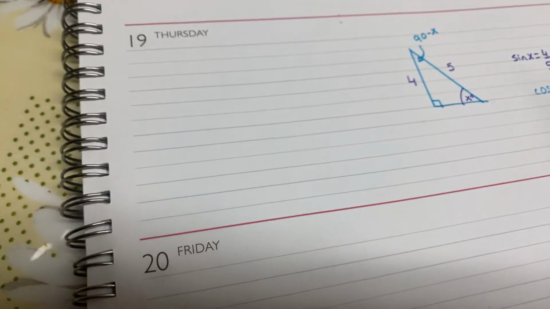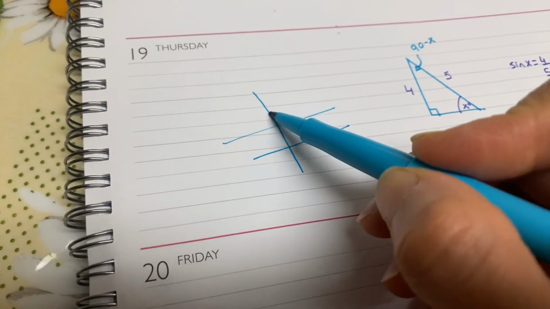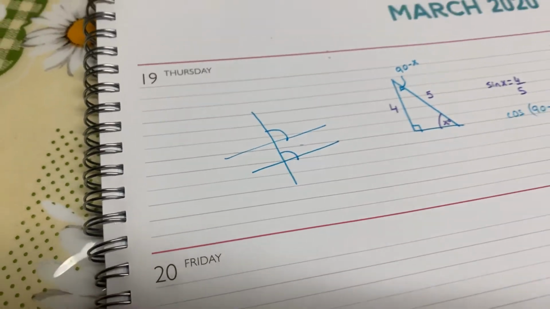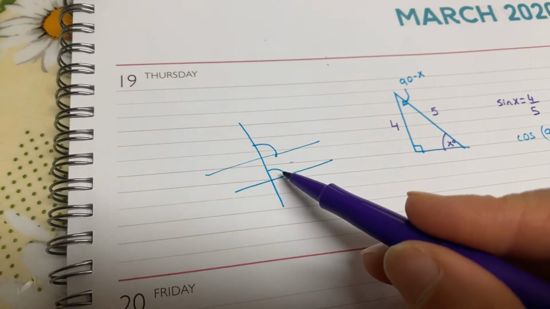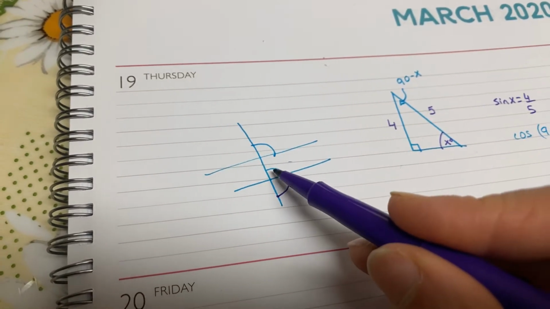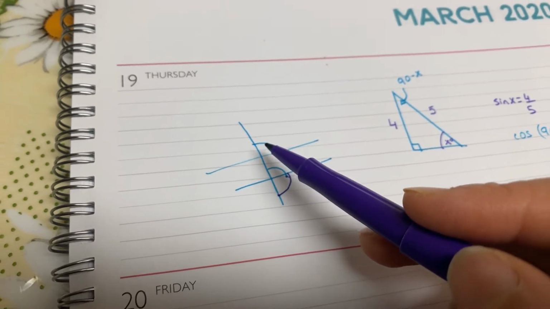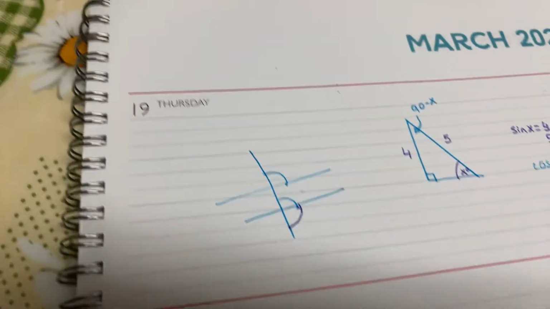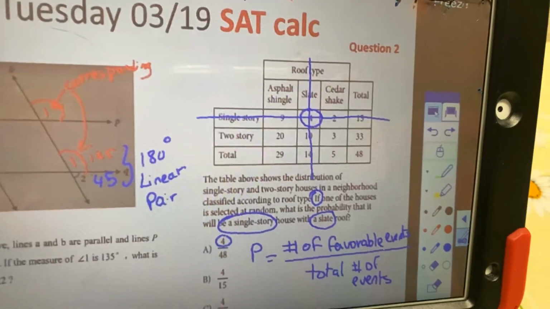So just to show you, when you have a set of parallel lines, those two angles are corresponding. And I'm going to do blue and purple. The blue and purple form a linear pair. They add up to 180 degrees. The blue and the blue are equal. We call them corresponding. The last question for today, the SAT question, is a table probability.